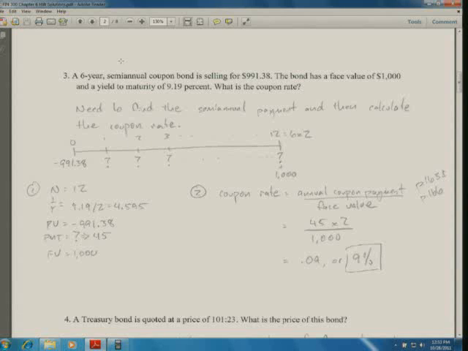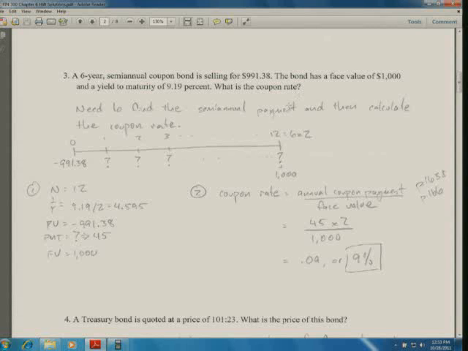And number 3 from the Chapter 6 homework. This problem reads that a 6-year semi-annual coupon bond is selling for $991.38. The bond has a face value of $1,000 and a yield to maturity of 9.19%. What is the coupon rate?